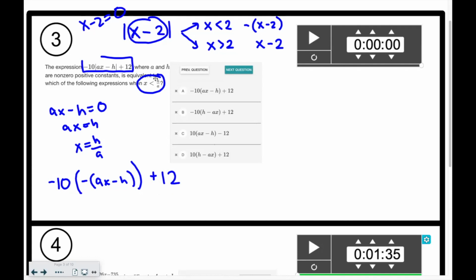Okay, so let me just reiterate all of this. The fact that x is less than h over a means that the inside of this absolute value is going to be negative. I need to flip it to a positive. I'm going to do that by multiplying by this negative. That allows me to get rid of the absolute value. And then when I look at my answers, well, if I distribute the negative here before I look at the answers, this makes this negative ax plus h. And then if I just rewrite this, negative ax plus h is the same as h minus ax. So the answer ends up being B.